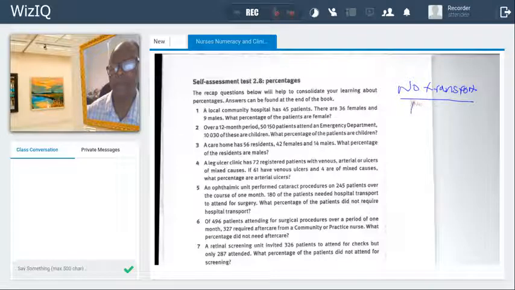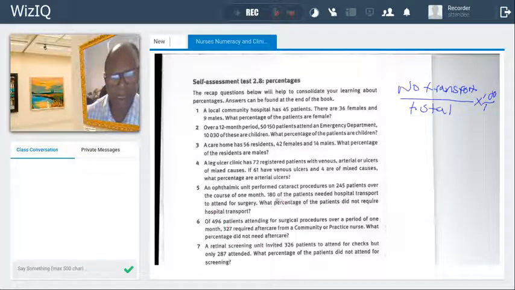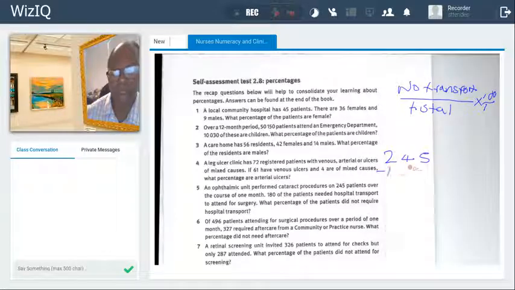Divided by total, multiplied by 100 over 1. Okay, so we need to find those who didn't require transport. So 180 of them needed the transport. So we need to subtract. So 245 take away 180.